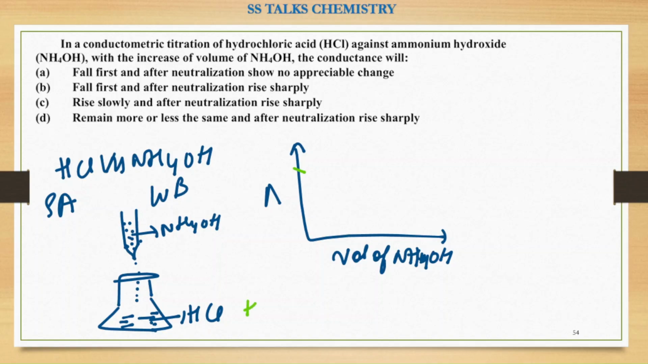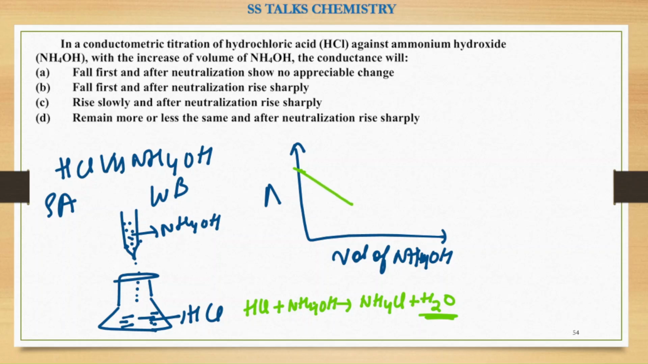Now this HCl molecule is being treated with ammonium hydroxide. So the reaction that is taking place is the formation of ammonium chloride, and along with that water is being formed. Now the H positive ions are being converted to water, which remains undissociated. So due to that you will observe a decrease in the conductance. As this ammonium hydroxide is added, the conductance is going to decrease.